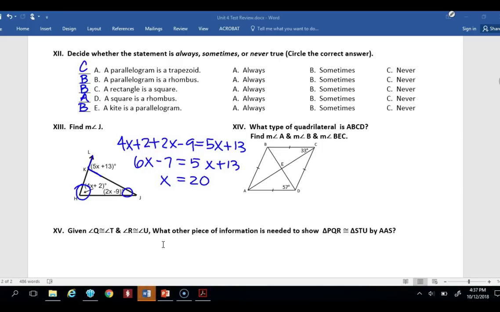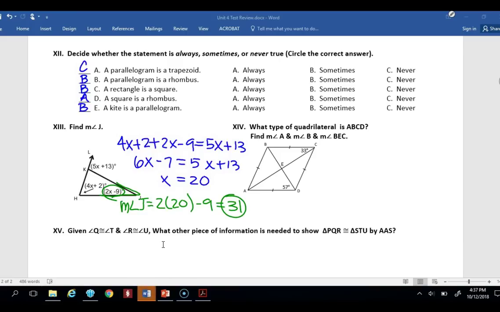Now it's asking us to solve for angle J down here on the right. So that's this angle right here, and that's this value. So we're going to plug that 20 into that one. So 2 times 20 minus 9. 2 times 20 is 40, and 40 minus 9 is 31. So the measure of that angle is 31 for angle J. So the measure of angle J is equal to 31.